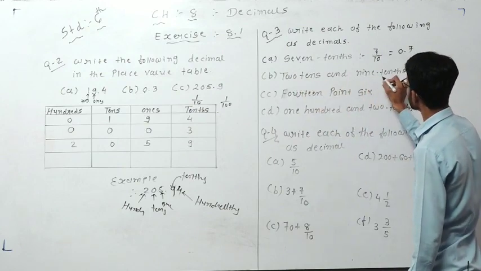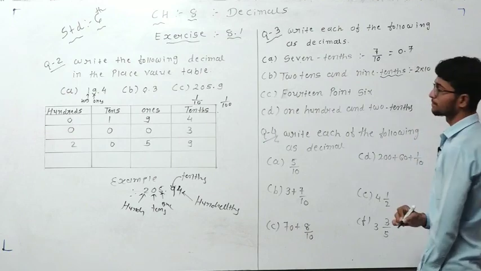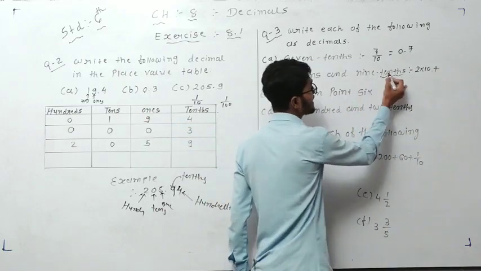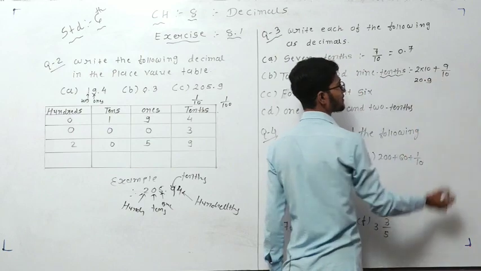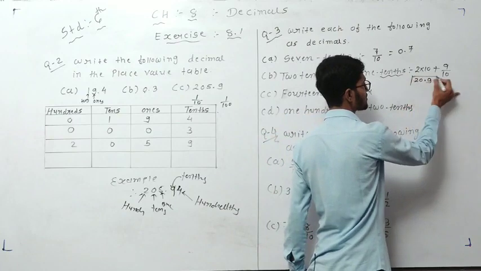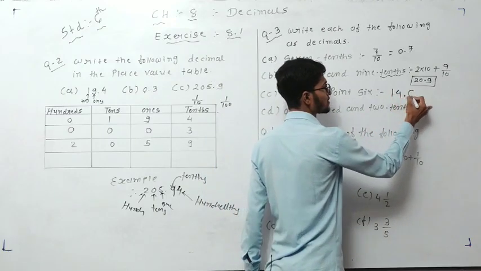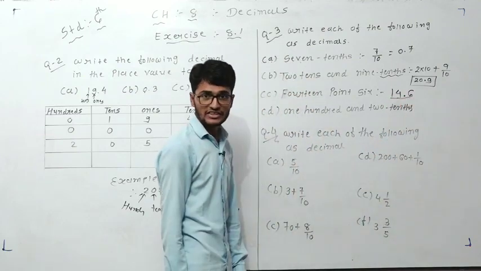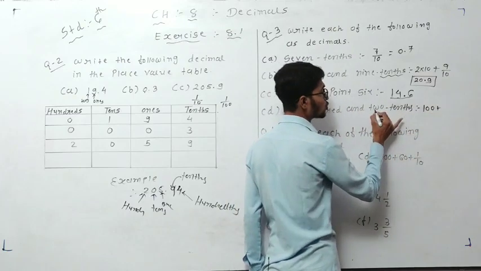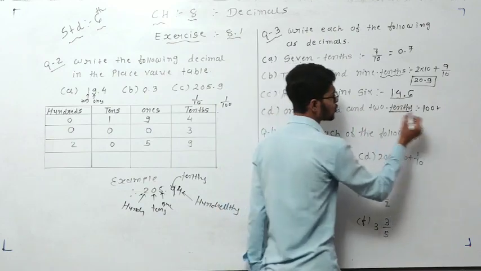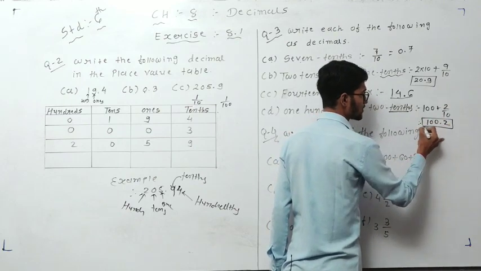Same with 2 tens and 9 tenths. Here 2 tens means 2 multiplied by 10, plus 9 tenths. 9 tenths means 9 by 10. So 2 tens means 20, and here 0.9. So this one is the decimal number. Same for the third. 14. Write down the 14. Point 6. So 14.6. This is the third question's answer. 102 tenths. So first of all 100, plus 2 tenths. Tenths means by 10. So 2 by 10 is 0.2. So the answer is 100.2, the decimal number.